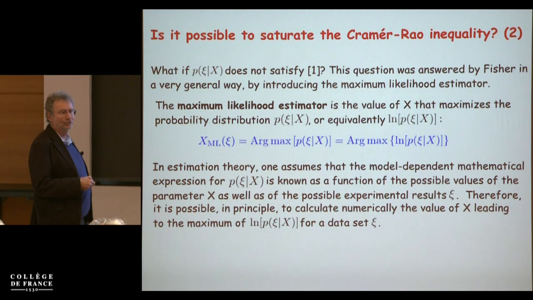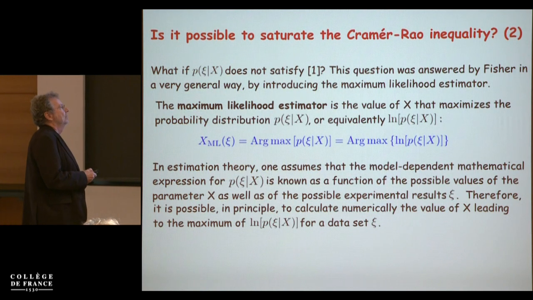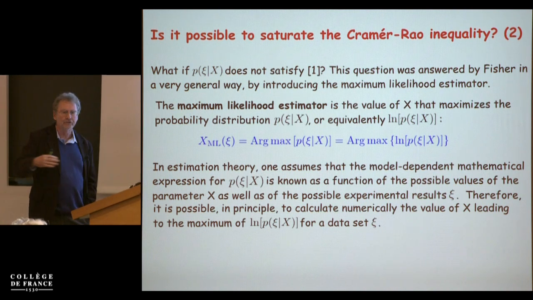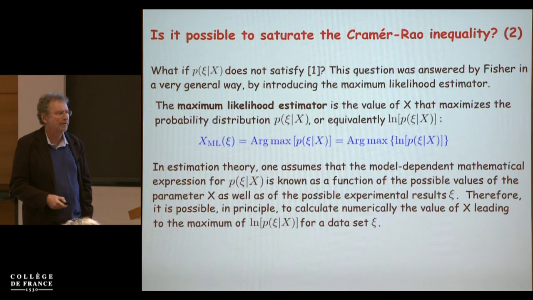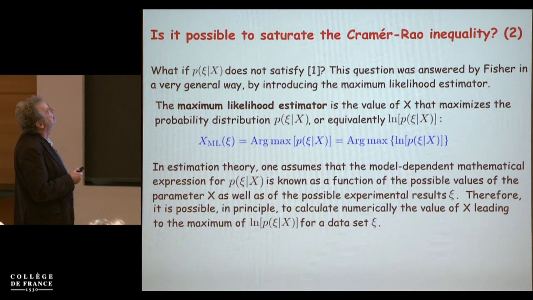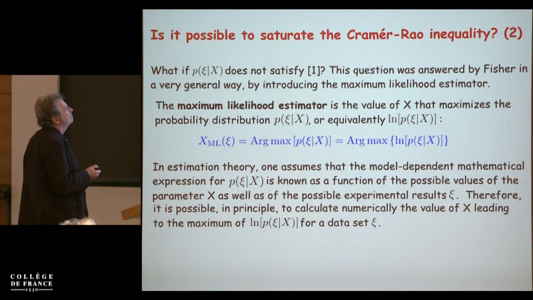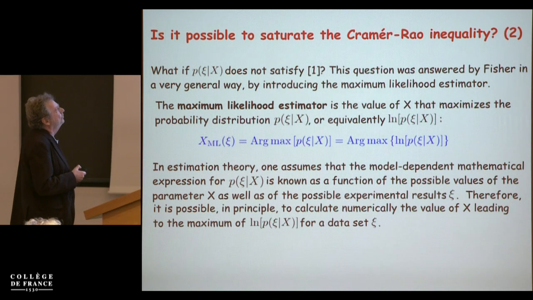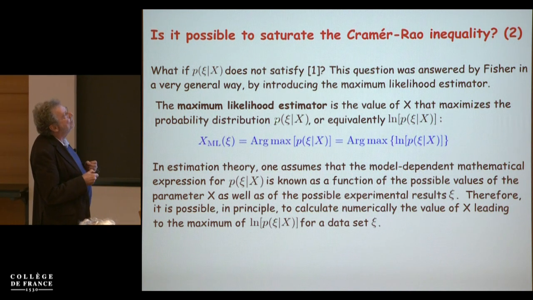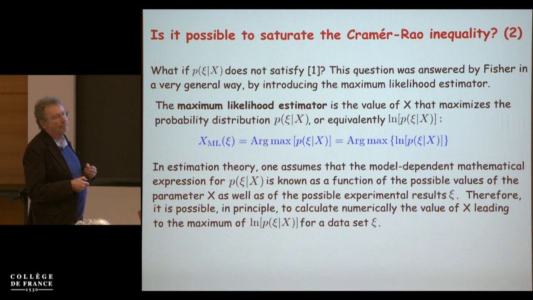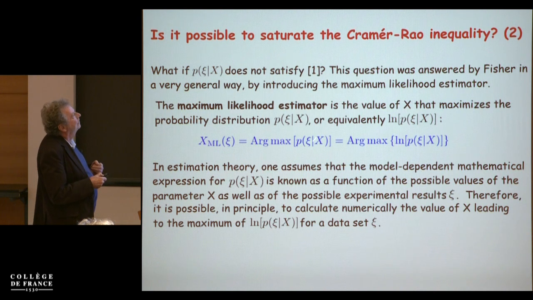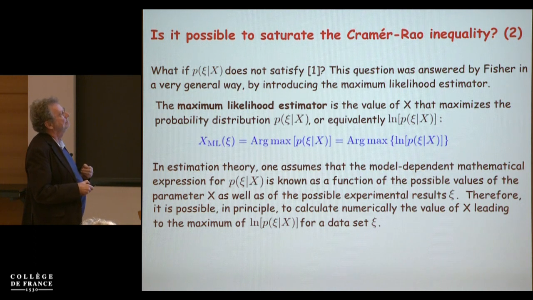Well, we actually can saturate too. And that was shown by Fisher in the limit of a large number of repetitions of the experiment. That's an asymptotic result by using a maximum likelihood estimator. So what is that? The maximum likelihood estimator is the value of the parameter that maximizes this probability distribution here, or equivalently the log of the distribution. So it can be defined in this way. The maximum likelihood estimator is the argument of p that maximizes p, or that maximizes log of p.